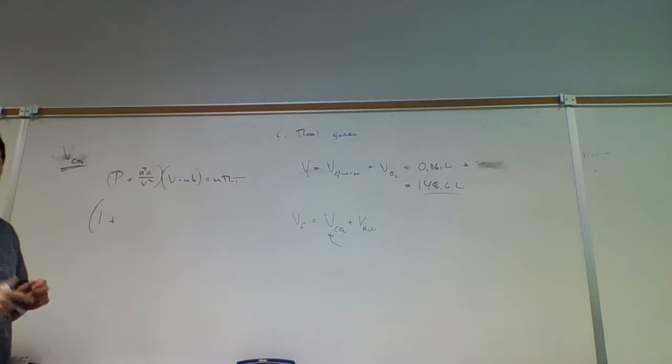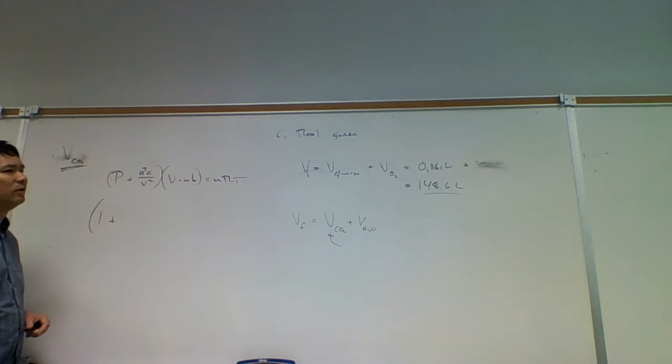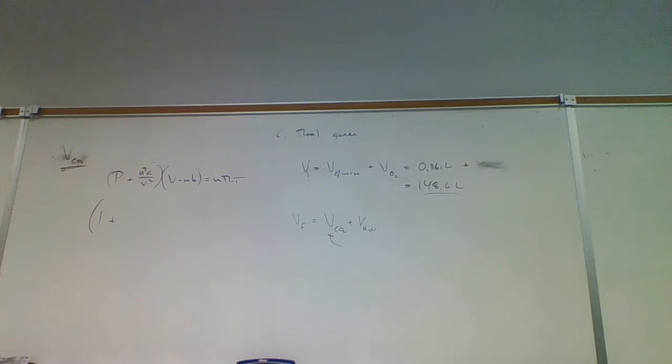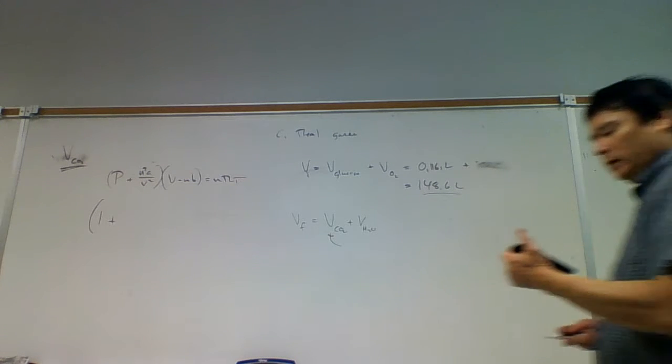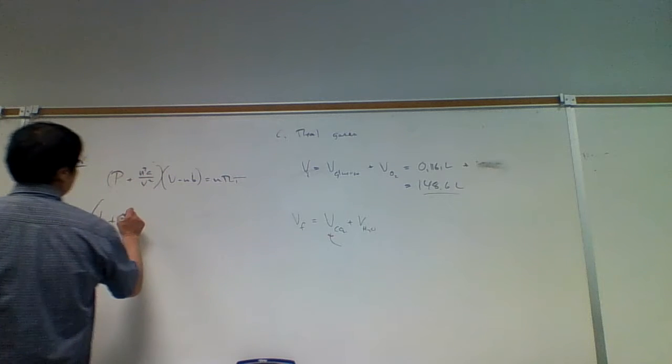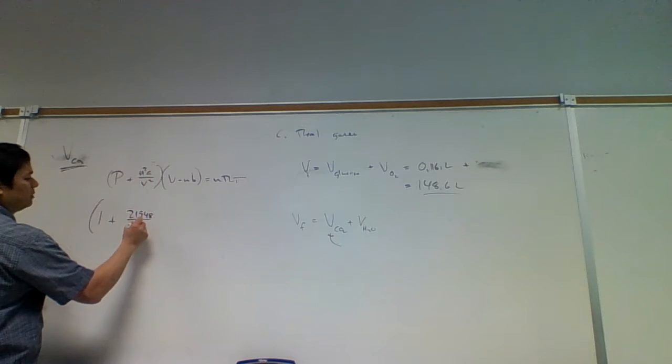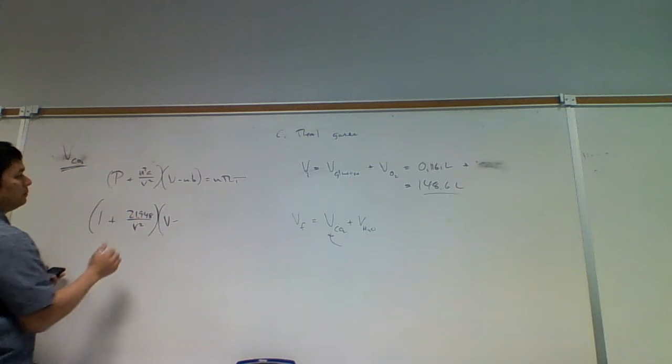n squared a, well, a is different for CO2, so we'll have to do it for that. Again, I'm going to ignore the units. As long as the units are consistent here, the units should work out. I'm just ignoring the units for clarity here. 3.658 in our algebra calculation times 6 is 21.948. So this is going to be 21.948 over V squared, times V minus nb.